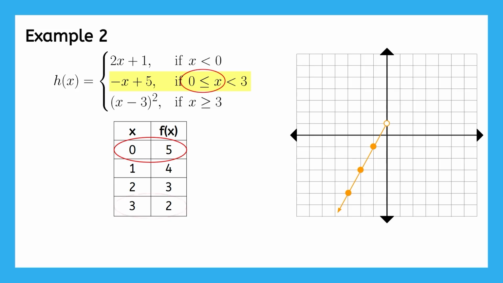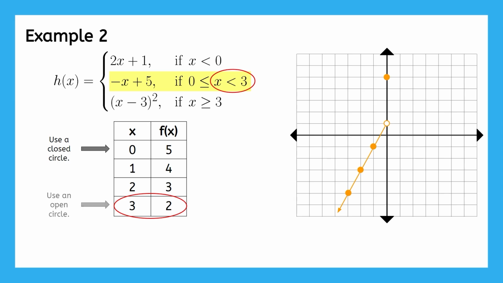Because x can be greater than or equal to 0 for this piece, we should start at (0, 5) with a closed circle. Because x needs to be strictly less than 3, we'll plot an open circle at point (3, 2). Then we can plot the other points and draw the line. In this case, when we connect our plotted points, we ended up with a line segment instead of a ray.